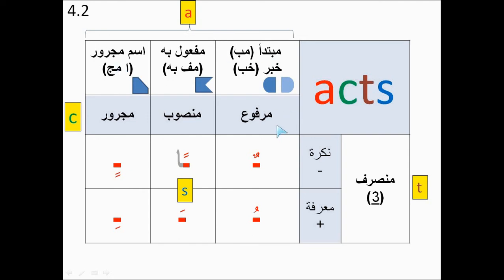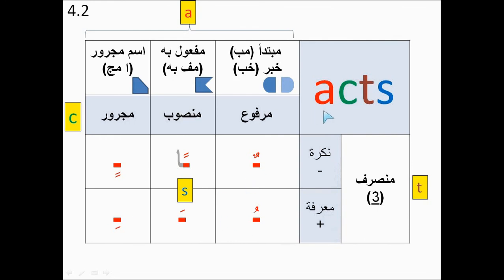And then we will have underneath that whether it's marfu, mansoob or majroor. And then on this side, this whole row represents munsarif nouns. We're going to use the number 3 as an abbreviation, and then minus for nakira, plus for ma'rifa, and then we're going to work out the sign on the last letter.